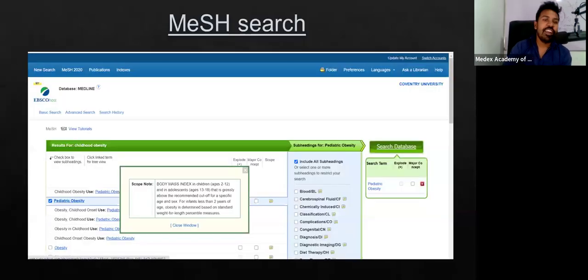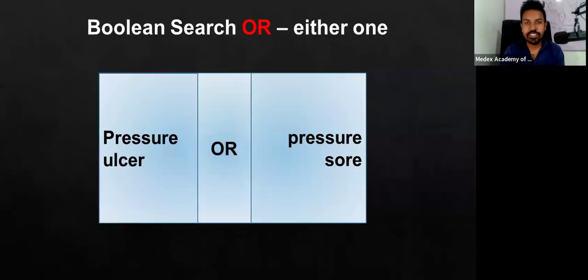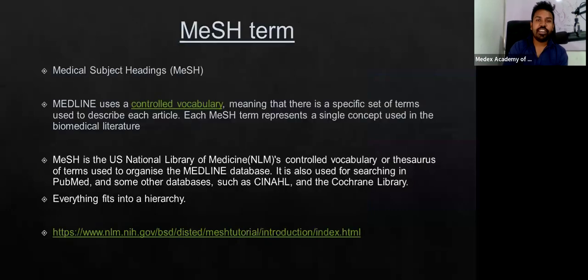That's all. Right, let's see a few things. Another thing called MeSH terms. So what are MeSH terms? A MeSH term is a medical subject heading. Medical Subject Headings, MeSH terms.